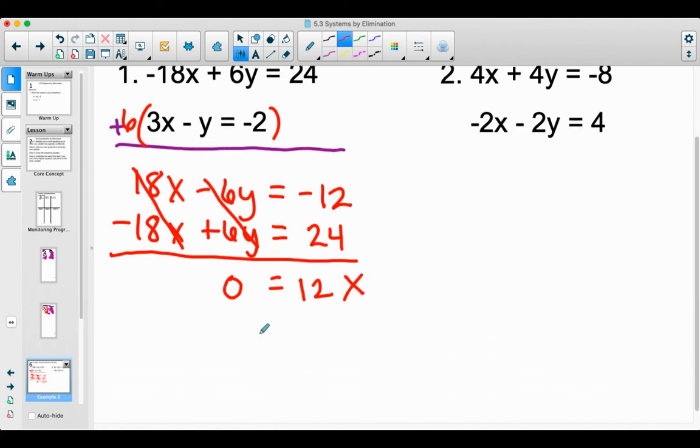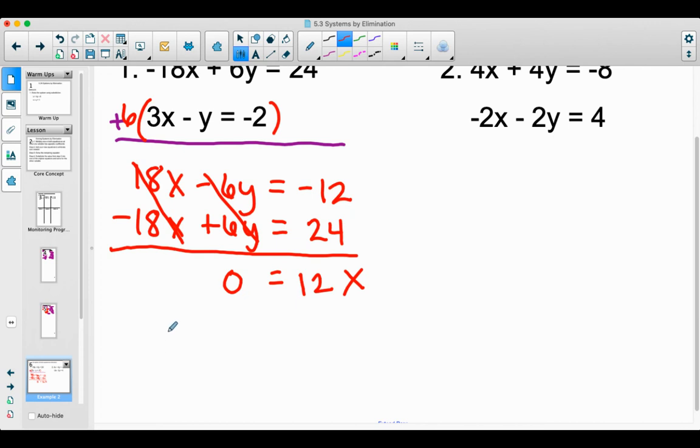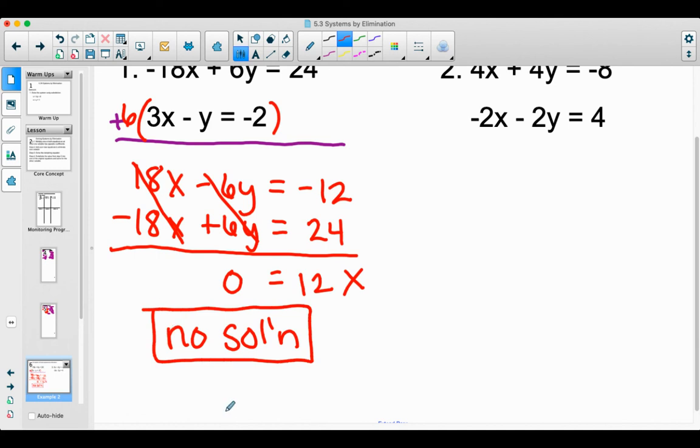So this actually is going to be, because that's not true, a no solution, which means that these lines, if they were graphed in Desmos, would be parallel lines. So this is a no solution problem.